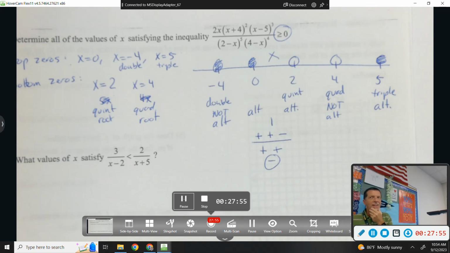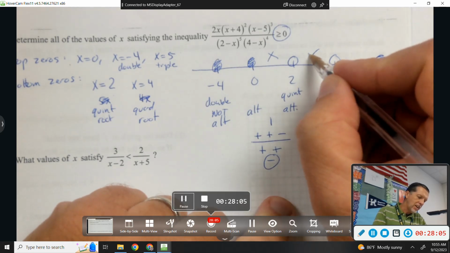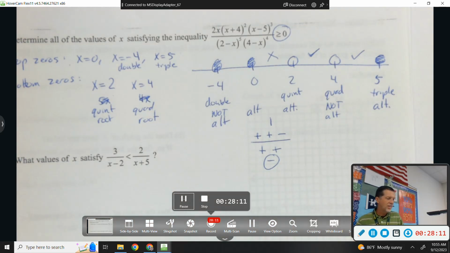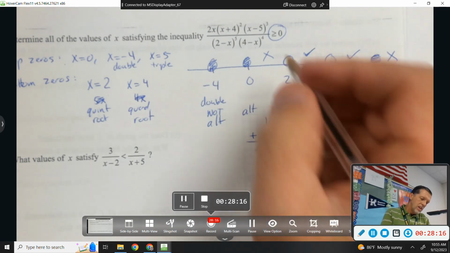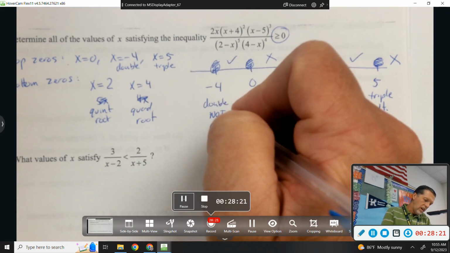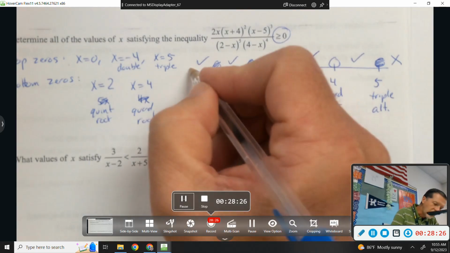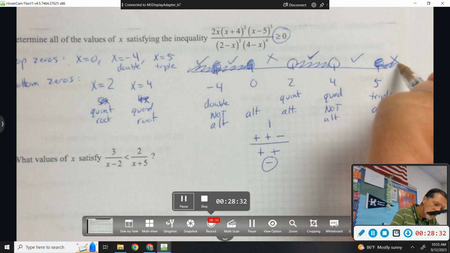Okay. If I'm careful, I don't have to check any more roots or any more intervals, because I'll alternate across 2, so that's a yes on that side. I won't alternate across 4, so that stays a yes. And then I will alternate across 5, so that's a no. Then going back the other way, yes, because we alternate. And then no, we don't alternate, so that's a yes as well. So if I shade my yeses, whoops.